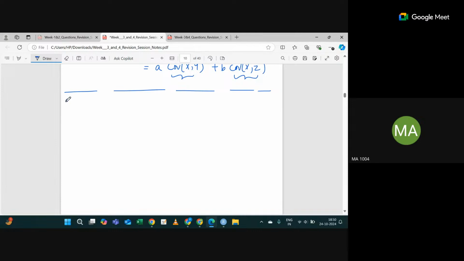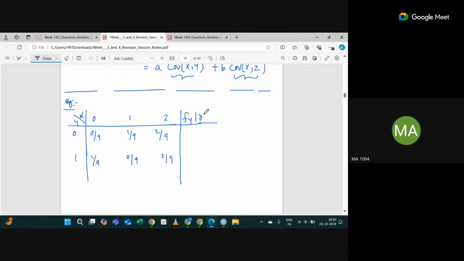Okay, suppose let me take one example, then you will get an idea how to calculate expectation of x into y. Sometimes people have doubt. Suppose this is x, this is y, and let's say x is 0, 1, 2 and y is 0, 1. Suppose the probabilities are 0 by 9, 1 by 9, 2 by 9, 1 by 9, 2 by 9, and the total is 1, right? So this will be fy of y, the marginal of y, and this is fx of x. This is 3 by 9, this is 6 by 9, and the marginal of x is 1 by 9, 3 by 9, 5 by 9. Everyone is getting this part, right?